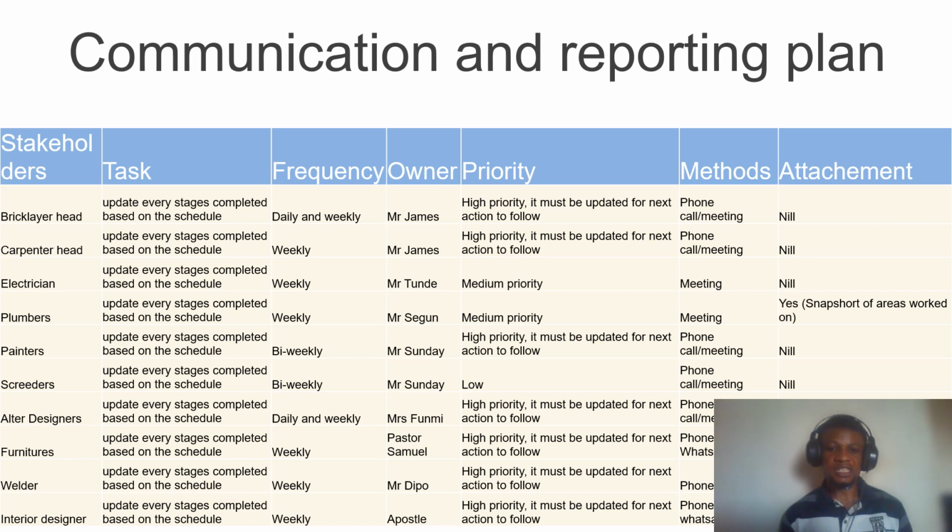And so in terms of the altar design, the person in charge is Ms. Fumi, who has to provide updates to the senior pastor in that instance. Then for the entire interior design, the update has to go to the PM, and then to the apostle himself. This is of high priority, and the major means of communication is phone call and WhatsApp when sending screenshots to him, right? So these are some of the important communication and reporting plans to take note of.